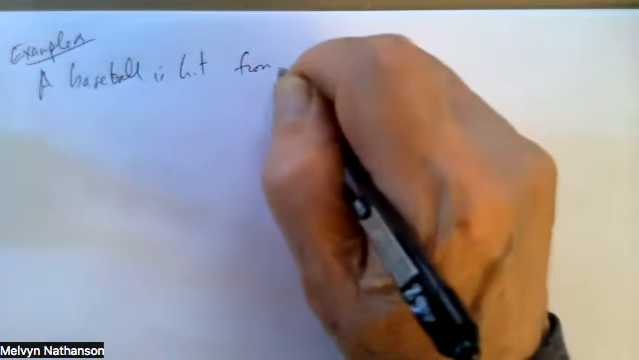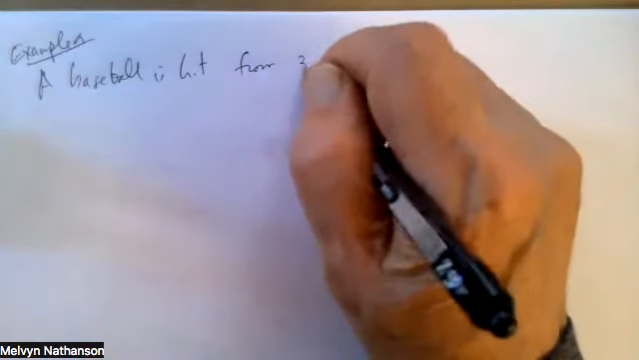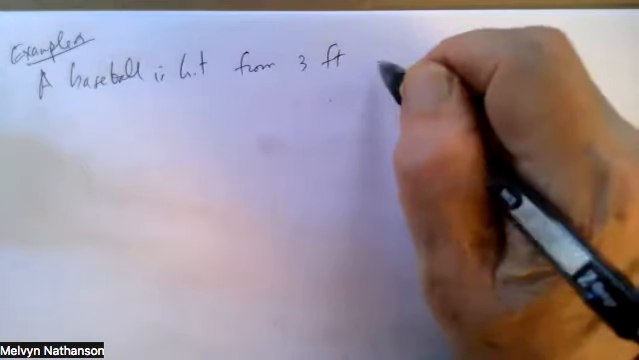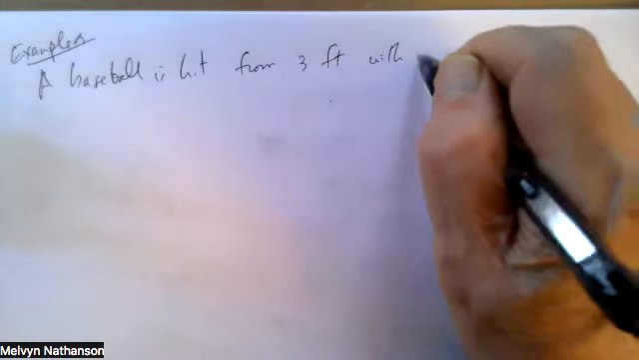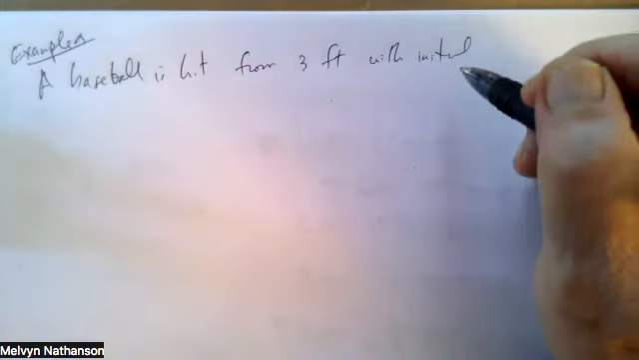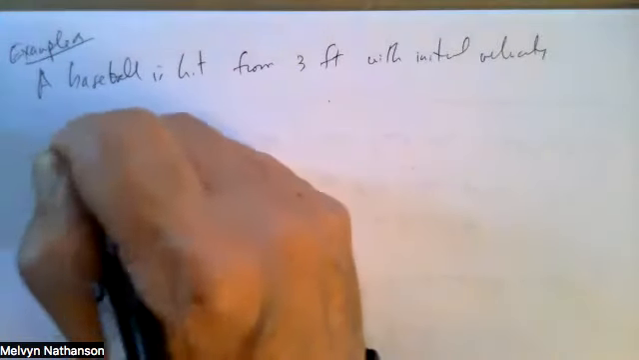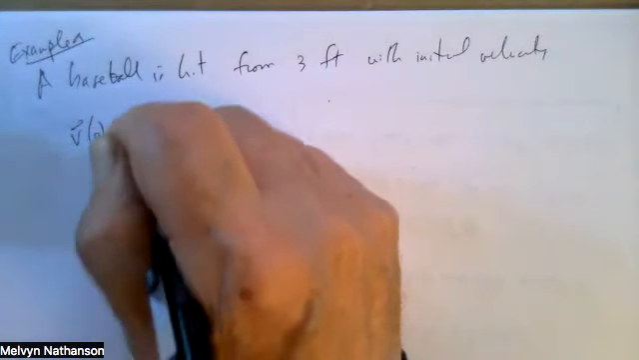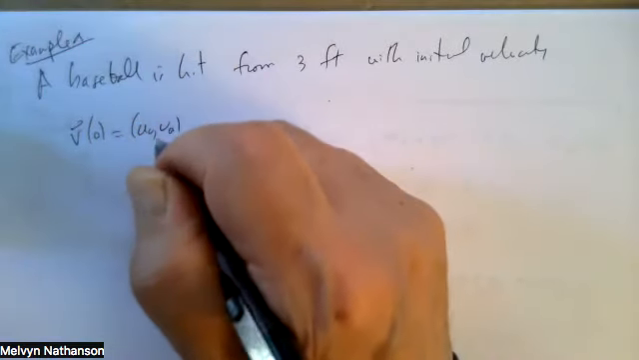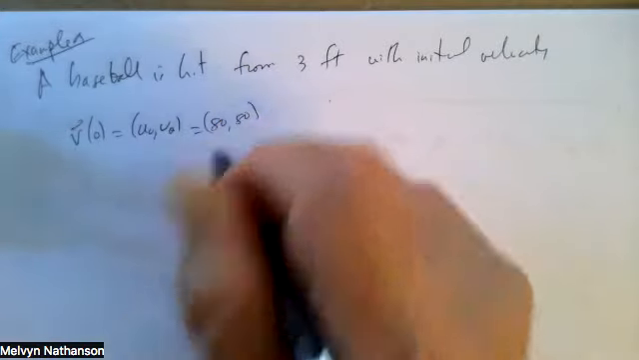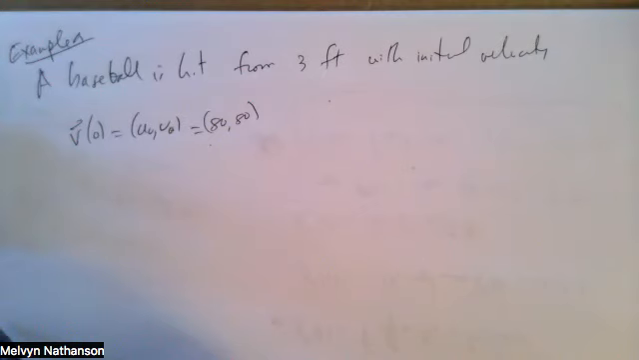So a baseball is hit, and the bat makes contact with the ball 3 feet above home plate. With initial velocity in feet per second, u naught, v naught, 80, 80. So that the x component and the y component of its initial velocity, that is when it comes off the bat, is 80 feet per second.